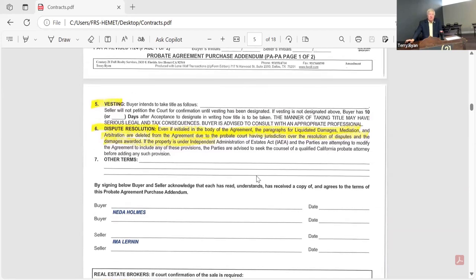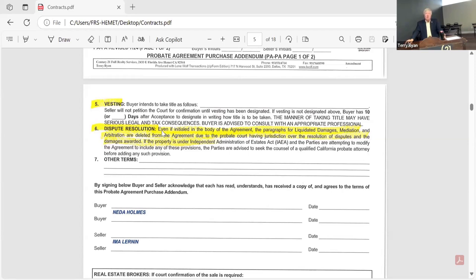Couple of last minute things. Vesting: buyer intends to take title as follows, and it asks for that in the offer. So the buyer in this case is Nita Holmes, and she is going to take it as a single woman or whatever it happens to be. Title is decided ahead of time, and they should check with an attorney or their tax guy or something to make sure they take title right.